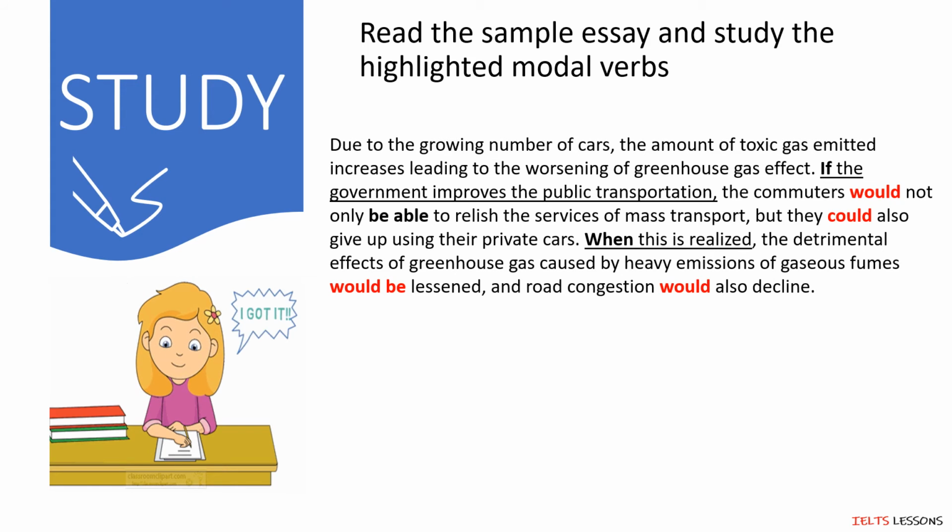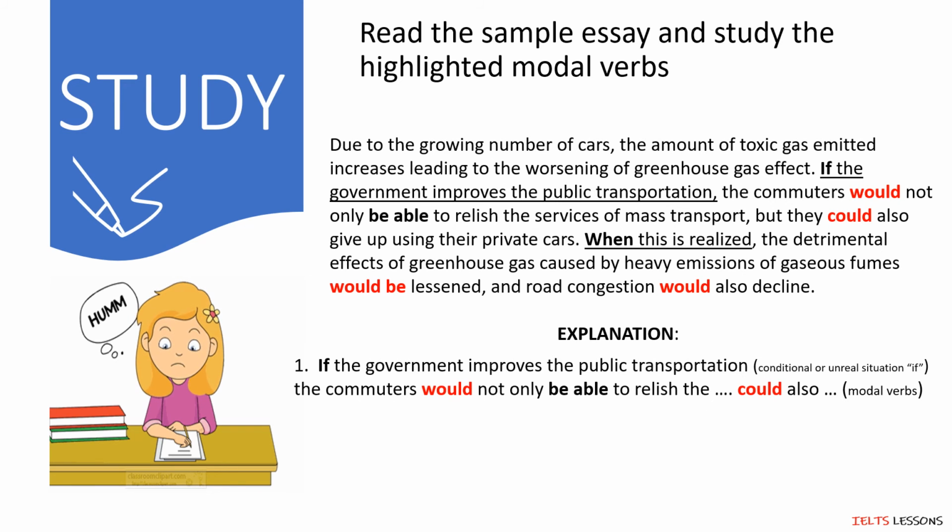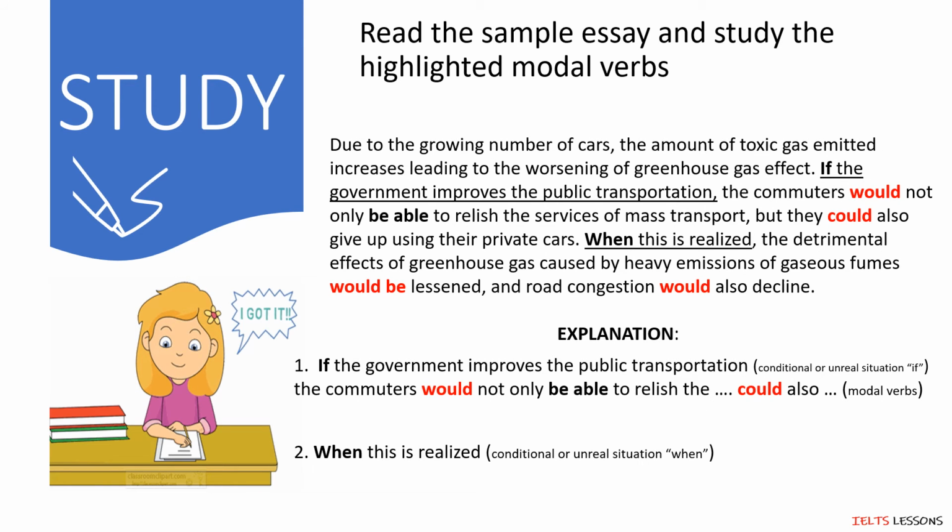So if you notice, we have to check the explanation. Here we use if and when. The conditional or unreal situation here is if the government improves the public transportation. It is conditional because we give a condition. So what could happen here? We use modal verbs.